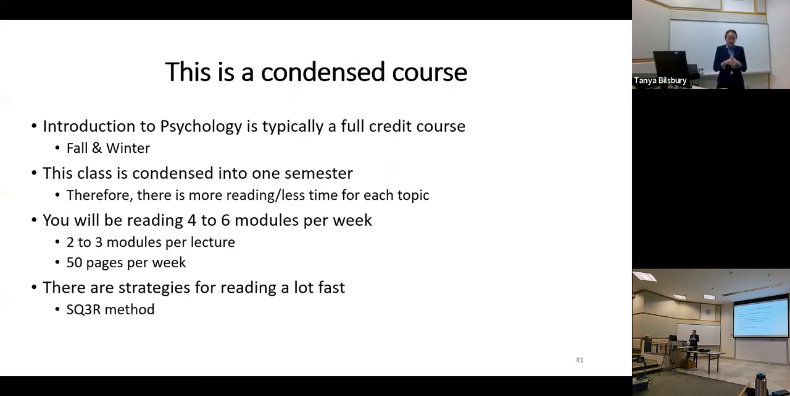So you'll be reading 4 to 6 modules per week. That's like 2 or 3 modules per lecture. And that works out to an average of 50 pages per week. When you do your first module, a module is shorter than a chapter, it's designed to be read in 1 sitting in about half an hour-ish. They actually give you a strategy for reading a lot fast called the SQ3R method. It was developed by a psychologist for the military during World War II when people had to just cram textbooks, and it was kind of a life or death thing.